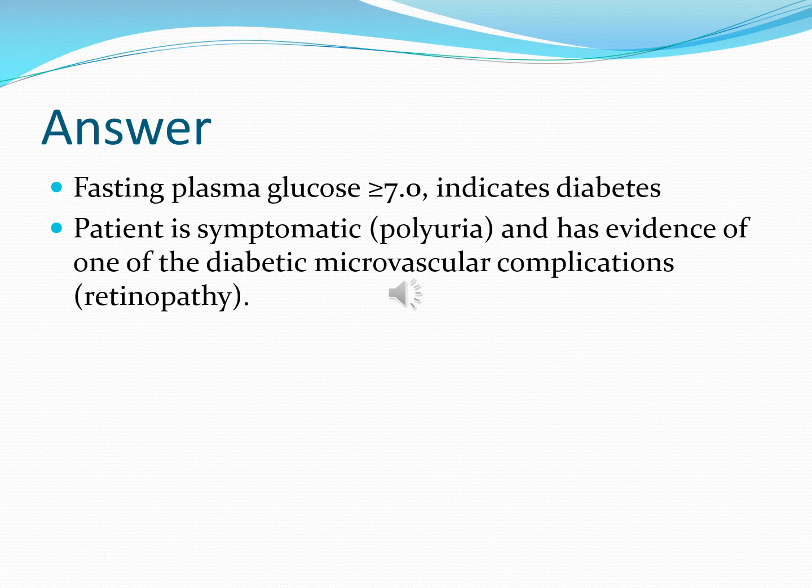So hopefully you agree that this is diabetes. You've got a fasting plasma glucose greater than or equal to 7, and the patient is symptomatic. She's both got polyuria and evidence of diabetic microvascular complications, in this case retinopathy.